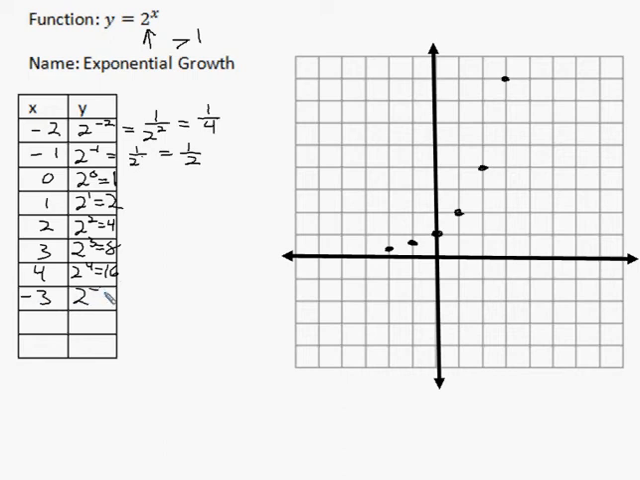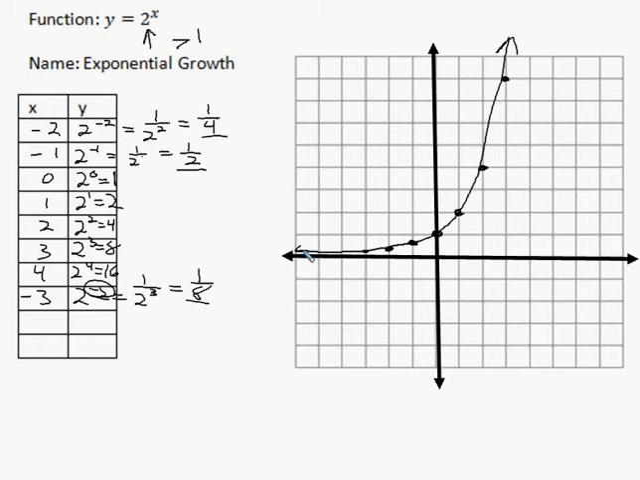2 to the negative 3, that's 1 over 2 cubed, because a negative exponent moves the whole thing to the denominator, makes that exponent positive, so we get 1/8. And so this keeps getting smaller. So 1/8, if you look at a pattern, we have 1/2, 1/4, 1/8, then it would be 1/16. And so the graph of this is going to look something like that.